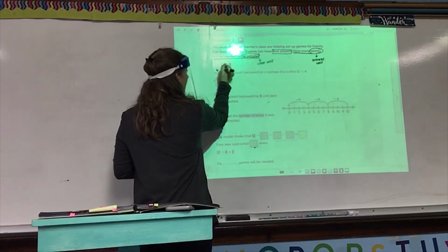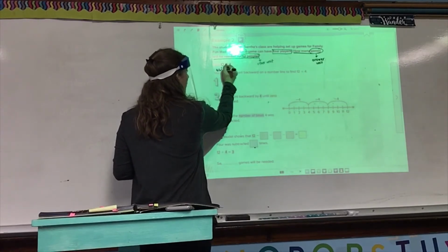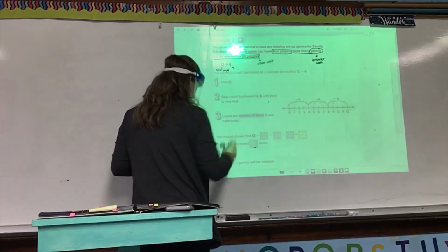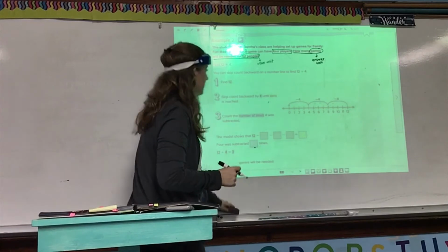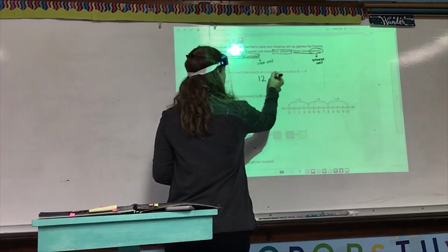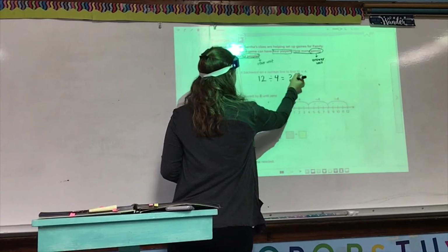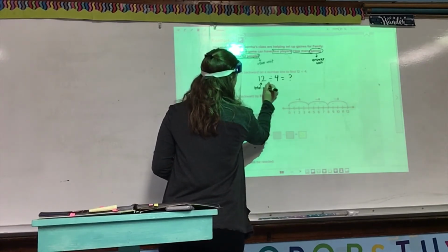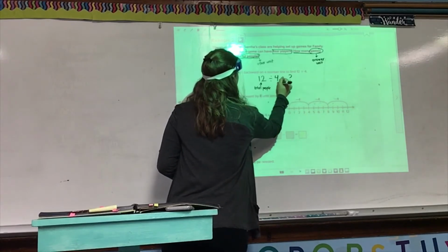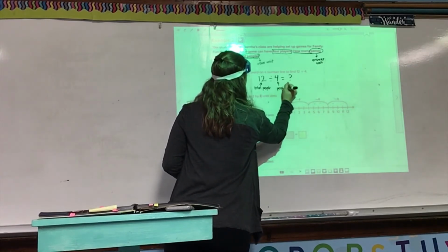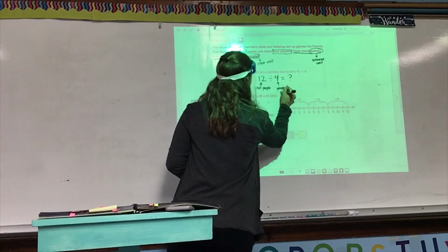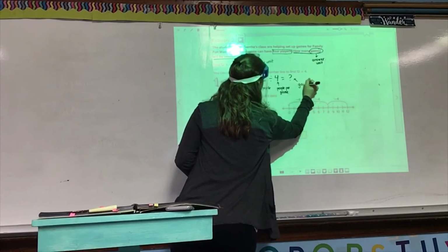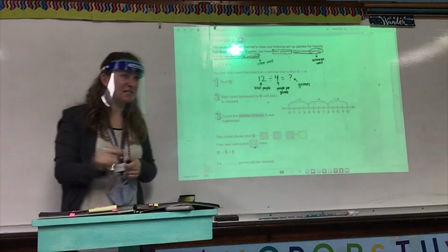So, the pieces of our problem are the total people, which is 12. Let me write this a little bigger. I'll put it right here. 12 divided by 4 equals something. We have the total people at the family game night. We have the people per game. And our answer will be the games that we need. We need this many games.